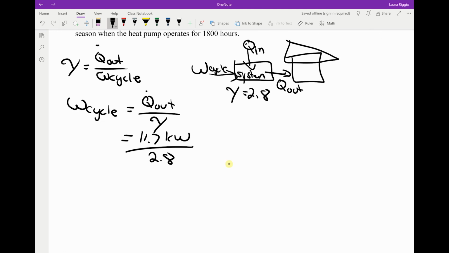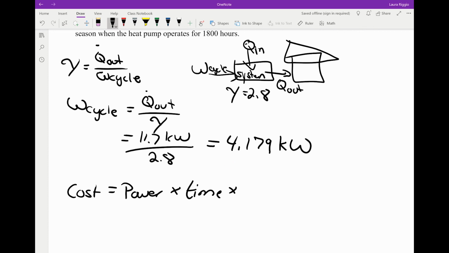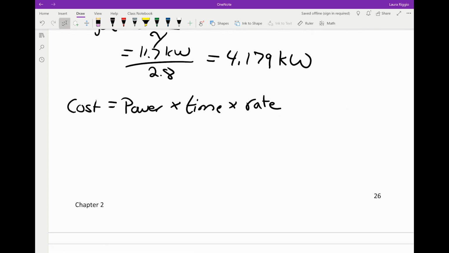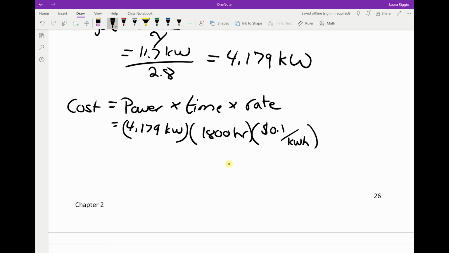which gives me that W cycle is equal to 4.179 kilowatts. Our cost is our power times time times our rate. So that is my 4.179 kilowatts times 1,800 hours times 10 cents per kilowatt hour gives me a total cost of $752.22.